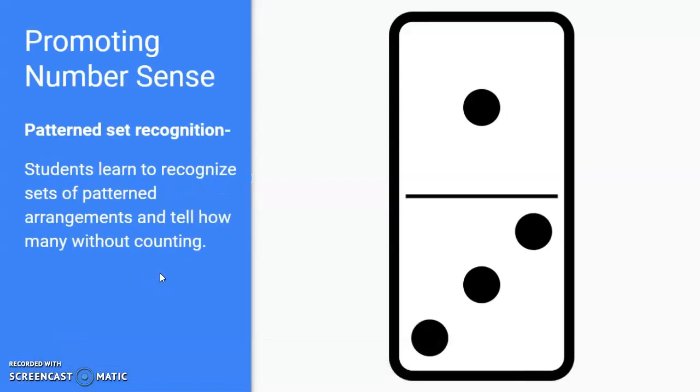The first thing that I'm going to be discussing today is promoting number sense. One way to promote number sense is through pattern set recognition. This is when students learn to recognize sets of patterns, arrangements, and tell how many without counting. So for example, in a domino, we have a 1 and a pattern of 3. When students use dominoes through different activities, they will quickly learn how to recognize those number patterns without having to count them.